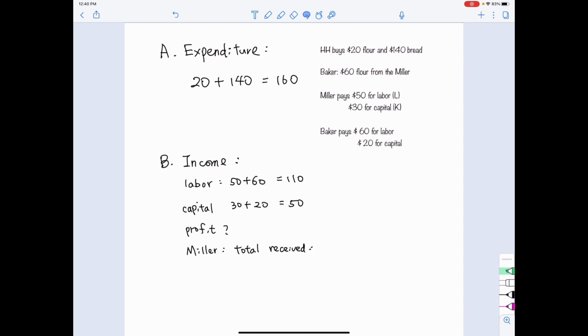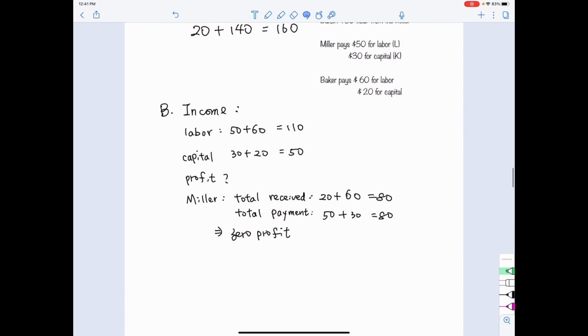So let's look at the total amount the meter received. It turned out to be that equals 80 because it sells $20 flour to the household and $60 flour to the baker, so it adds up to be 80. So how about the total payment that the meter made? The meter pays the $50 for labor and $30 for capital, so the total payment the meter made is $80. Therefore, the meter has zero profit.